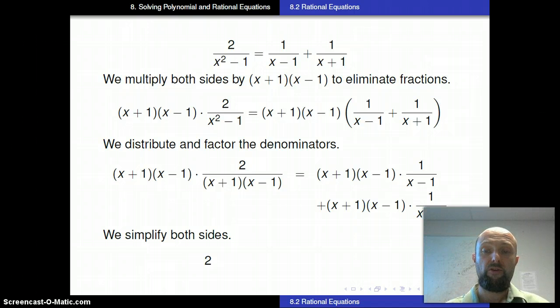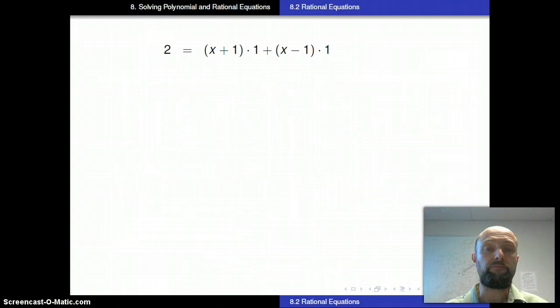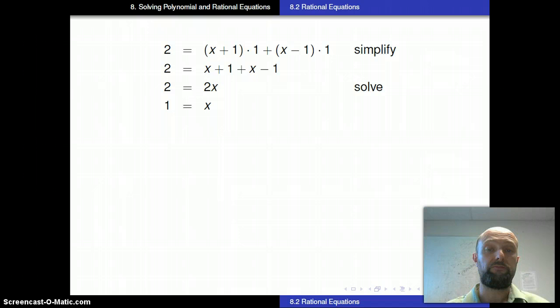For the second term, we have (x + 1)(x - 1) times 1/(x - 1). x - 1 cancels out, and we are left with (x + 1) times 1. For the third term, we have (x + 1)(x - 1) times 1/(x + 1). x + 1 cancels out, and we are left with (x - 1) times 1. We simplify this equation. We find 2 is x + 1 + x - 1. Simplify more, and we find 2 is 2x. We can solve this equation quite easily by dividing both sides by 2.